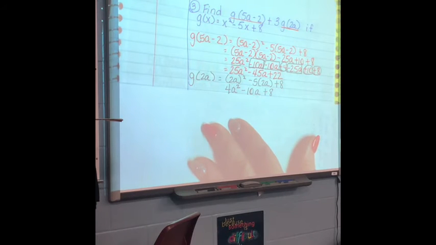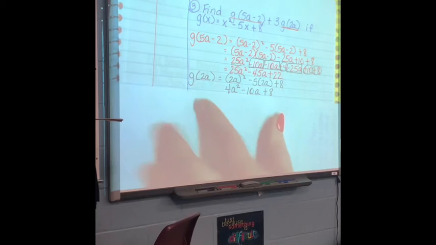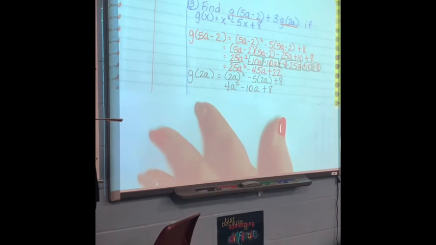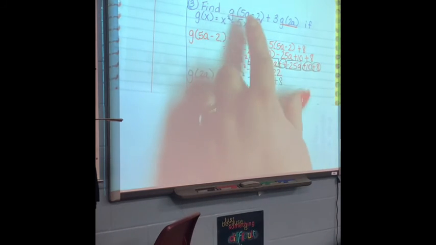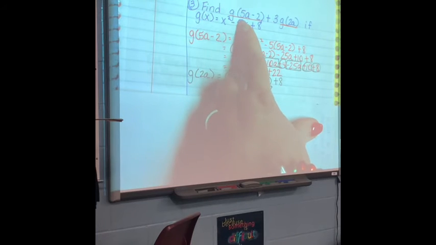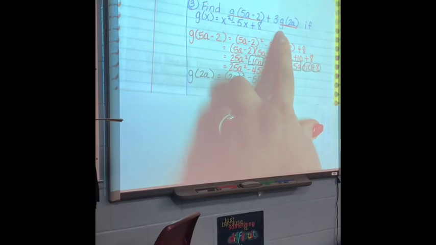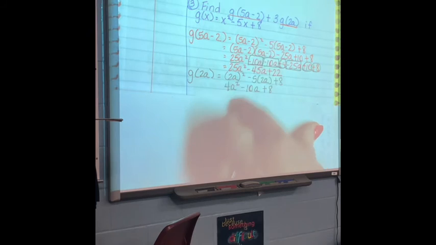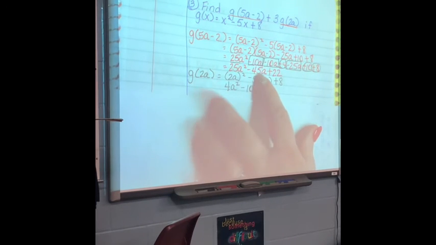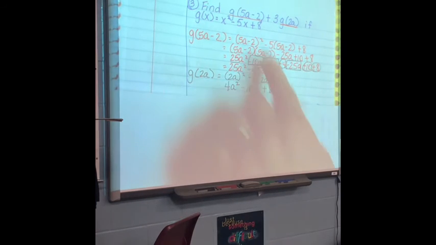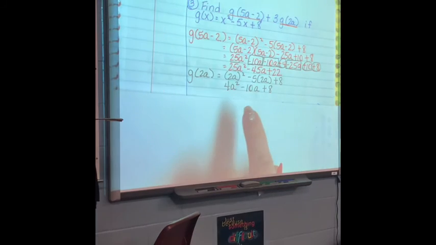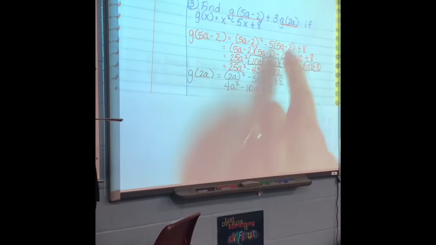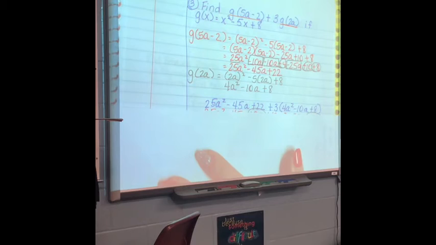And then, did it have any like terms to combine? No. I thought I did. The next step is to go back in and plug in these parts to the original problem, right? So I'm taking 25a squared minus 45a plus 22 and putting it there. And I'm taking 4a squared minus 10a plus 8 and putting it there. So that's what this line is. I plugged those two into the original problem.